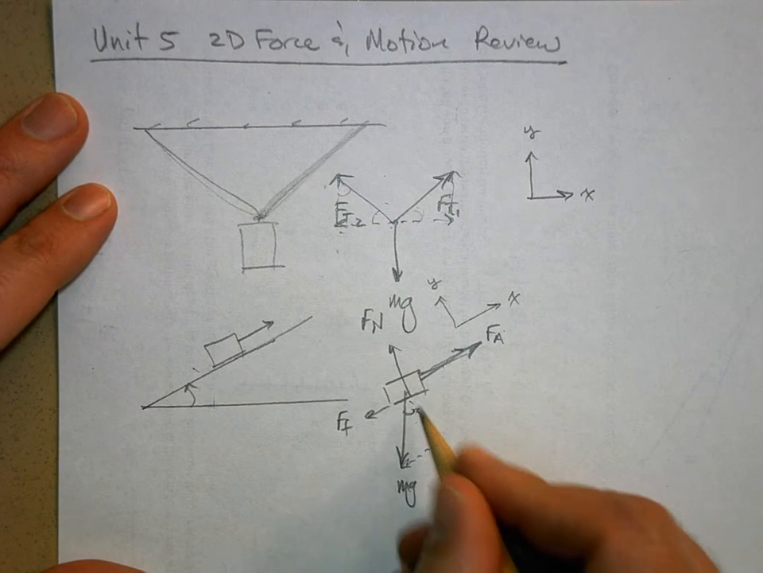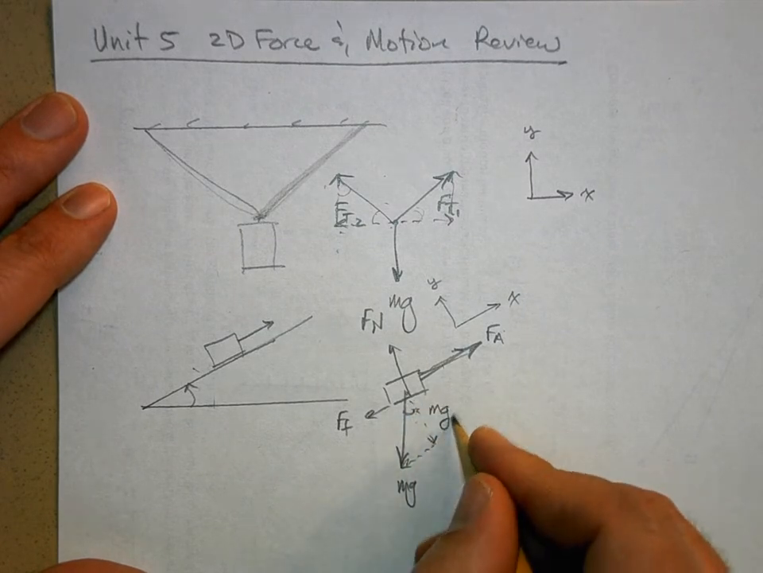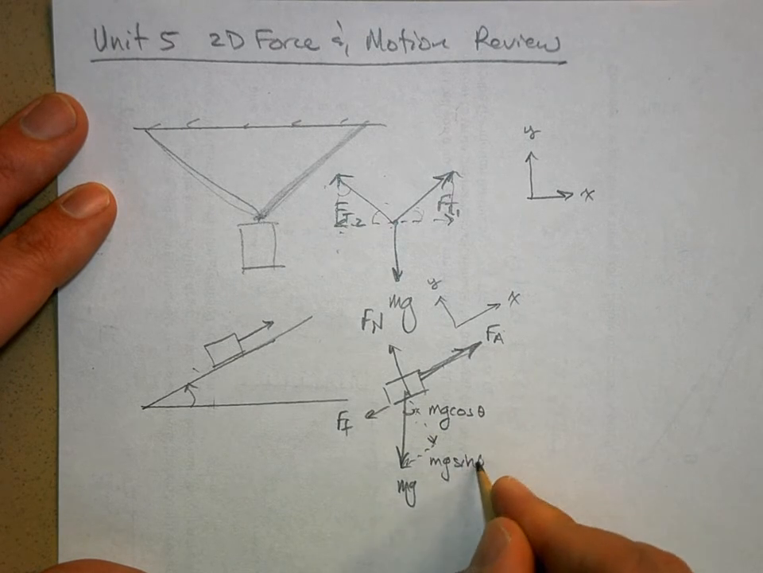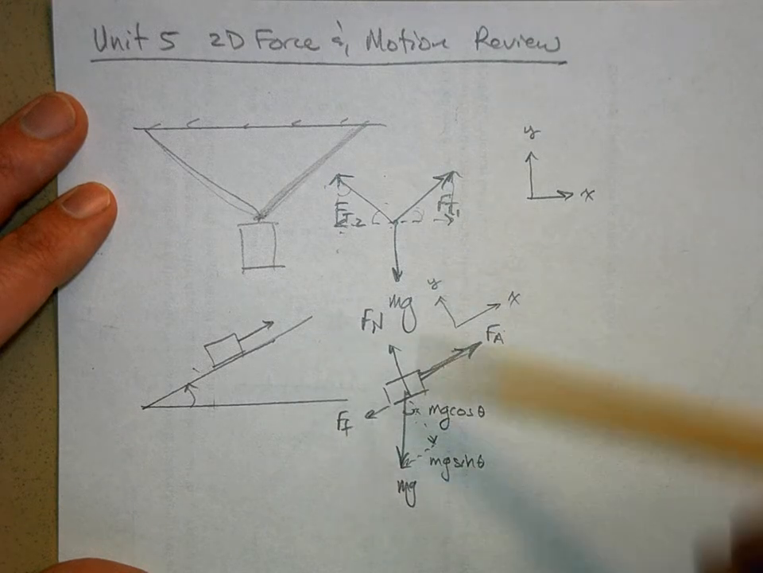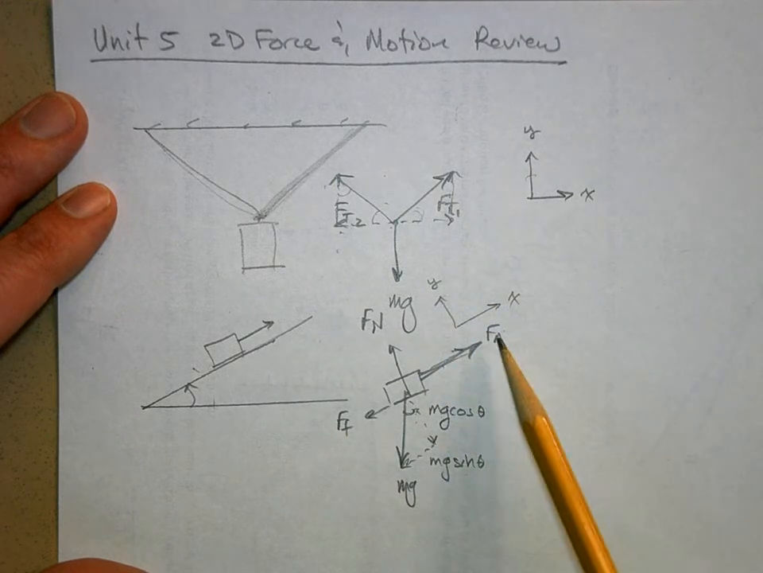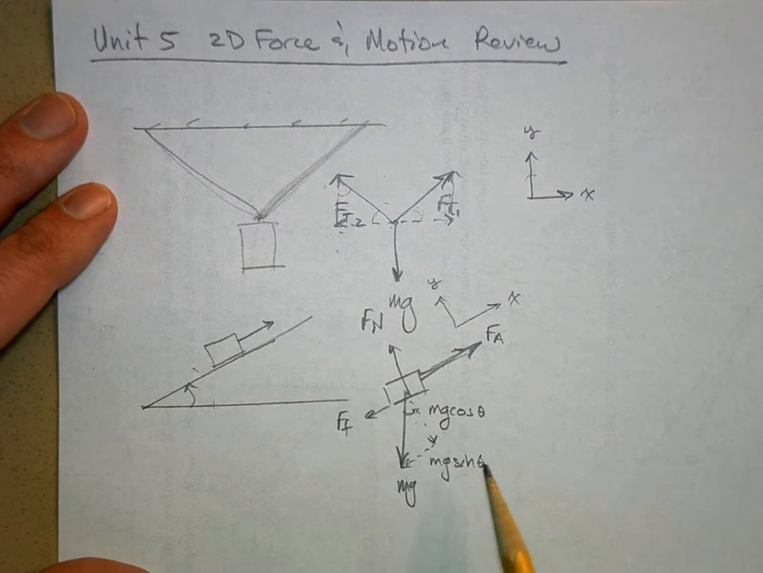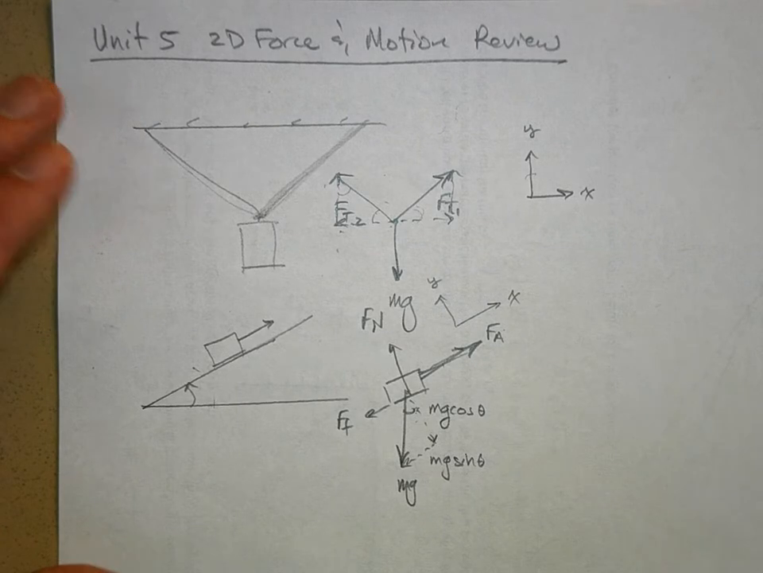This component is the adjacent leg, so this will be your weight times the cosine of the angle. This is your weight times the sine of your angle. So we've just finished step 3 for both of these, and that is identify your x and y axis and break up any forces into their x and y components that you need to. Then you just sum the forces in the x direction equals ma in the x direction. Sum of the forces in the y direction equals ma in the y direction.